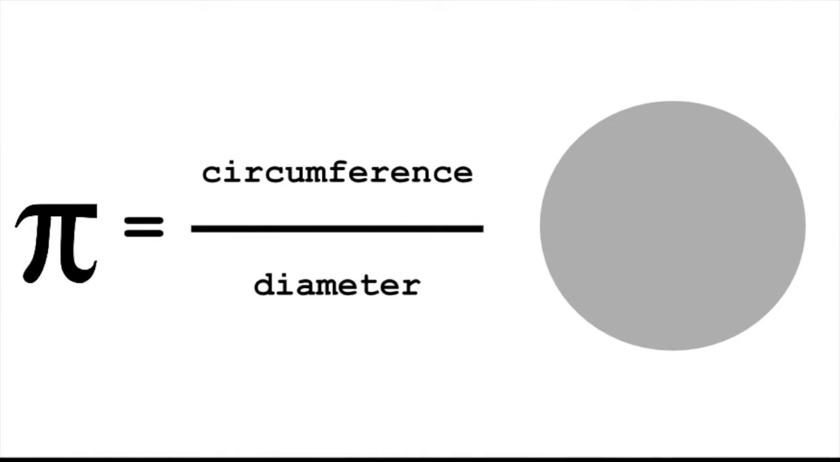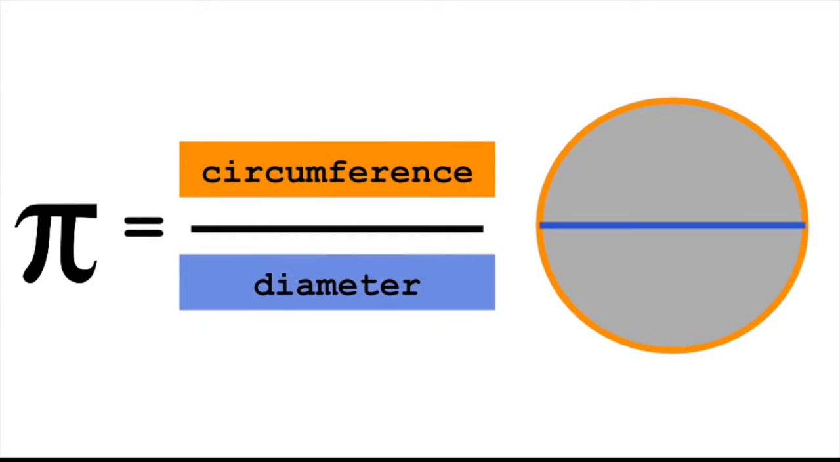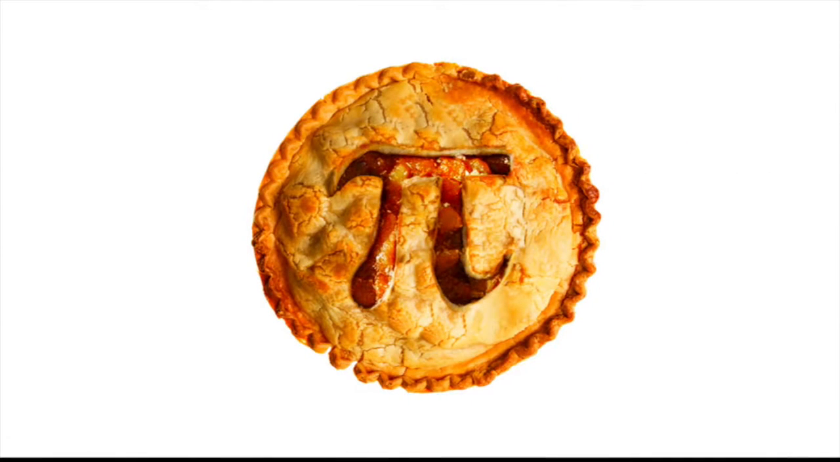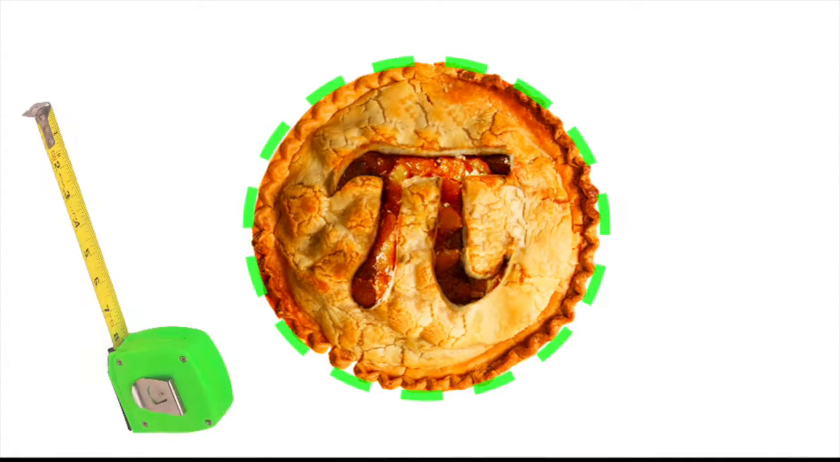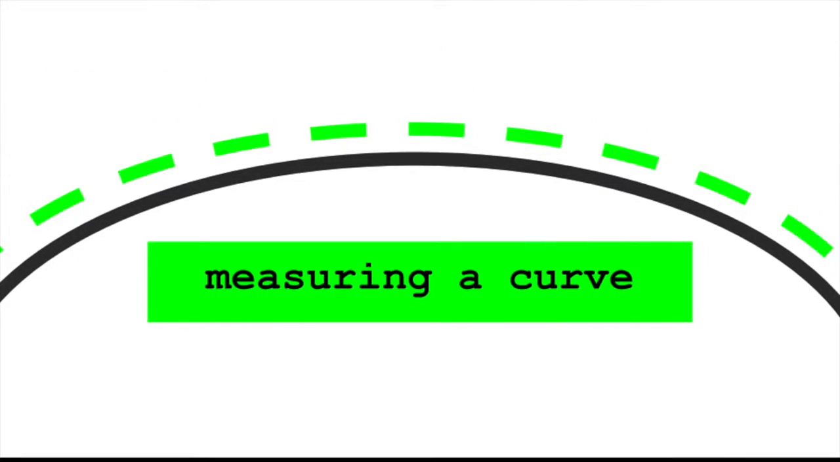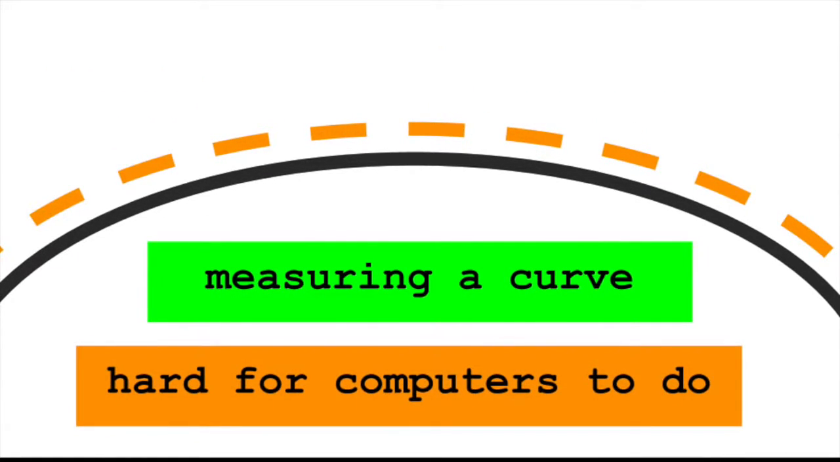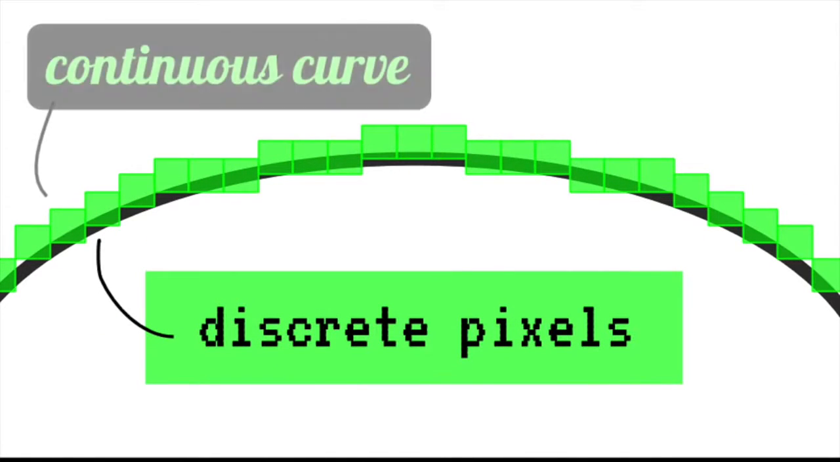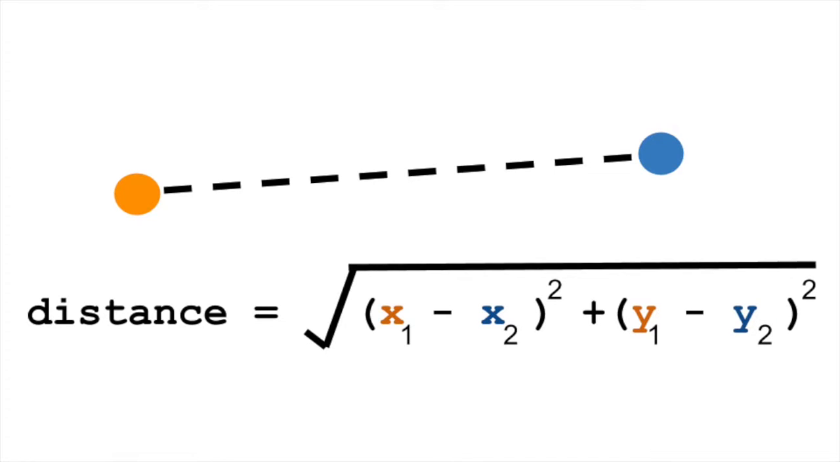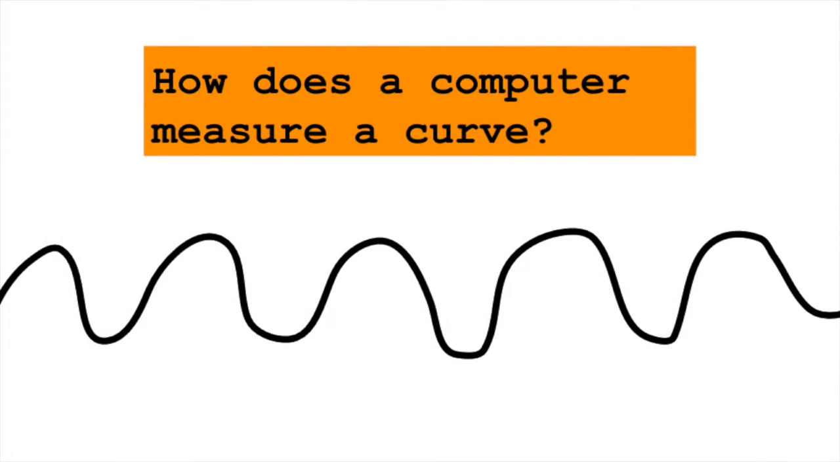Pi is the ratio between the circumference and the diameter of any circle. In the real world, it's easy to measure the circumference of a circle using a tape ruler. In the computing world, however, getting the precise length of an arc is virtually impossible, since every number in a computer is treated as discrete rather than continuous. The distance between 2 points is measured as a line, not a curve. So how do we get around the problem of measuring curves? We approximate.